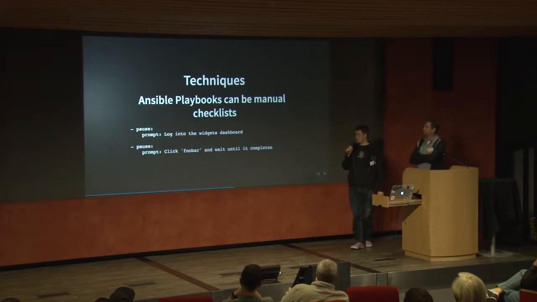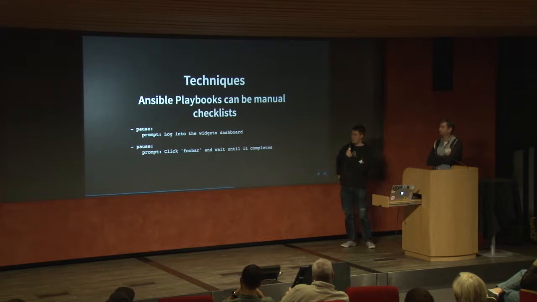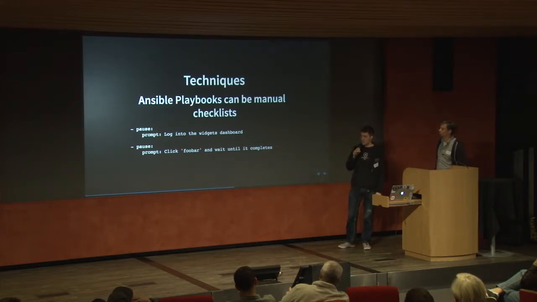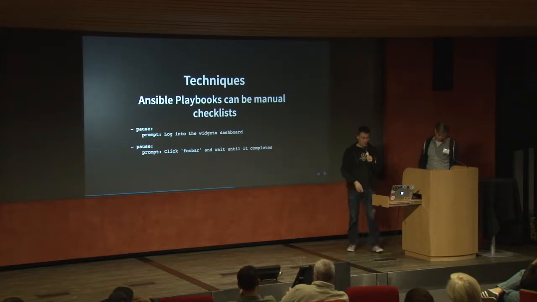Another technique we're using is actually using Ansible Playbooks as manual checklists. You might not know this, but there's this pause module that you can have a prompt come up, and you need to press enter to continue. So then you can have a playbook that is a list of manual steps. Perhaps there's a system that's very hard to automate or not worth your time, so you can just have a series of steps like go and log into this dashboard and then click foobar and wait until it completes.